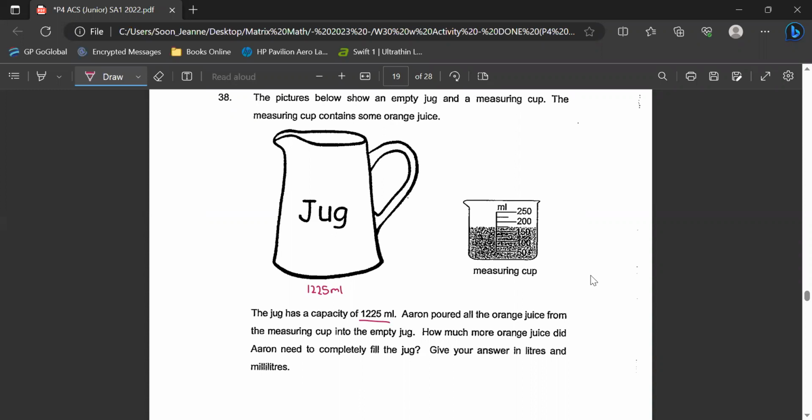Aaron poured all the orange juice from this measuring cup into the empty jug. So he's going to pour all this in. How much more orange juice did he need to completely fill the jug? Give your answer in liters and milliliters.